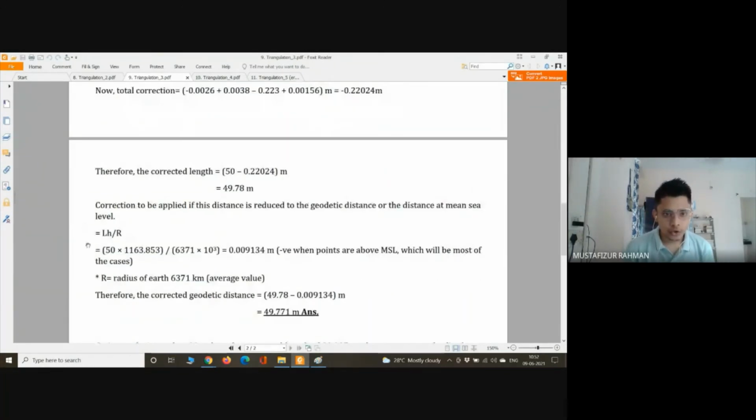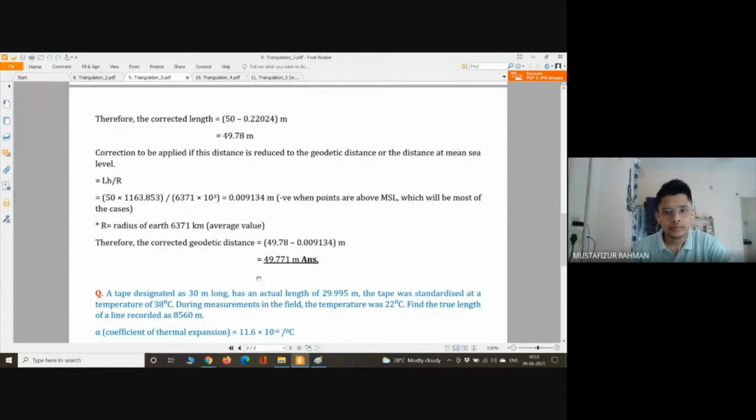So for that, we have this formula, L into H divided by R. L is the length, which is 50 meter. H is the actual elevation now from the mean sea level of the A point. That is given to us as per the equation. And then what is R? R is the radius of the earth. So 6371 kilometer is the average value multiplied by 10 to the power 3 to convert it into meter. Okay, the value is going to be negative. So we apply that and we see our final corrected distance. Okay, fine.